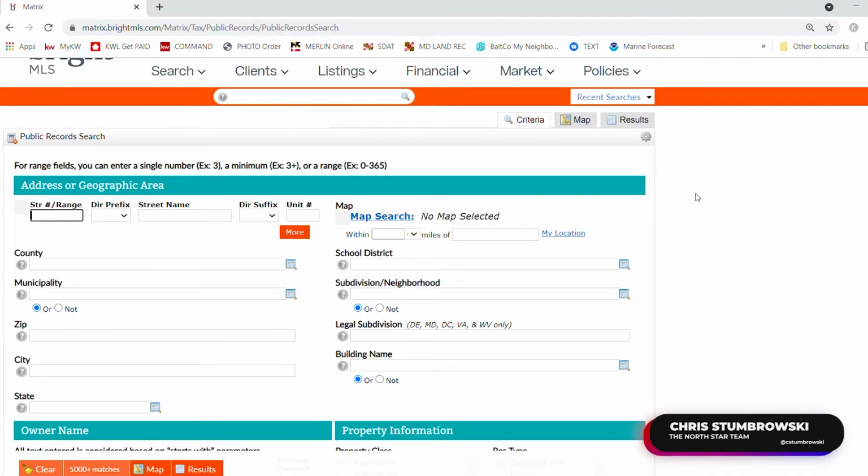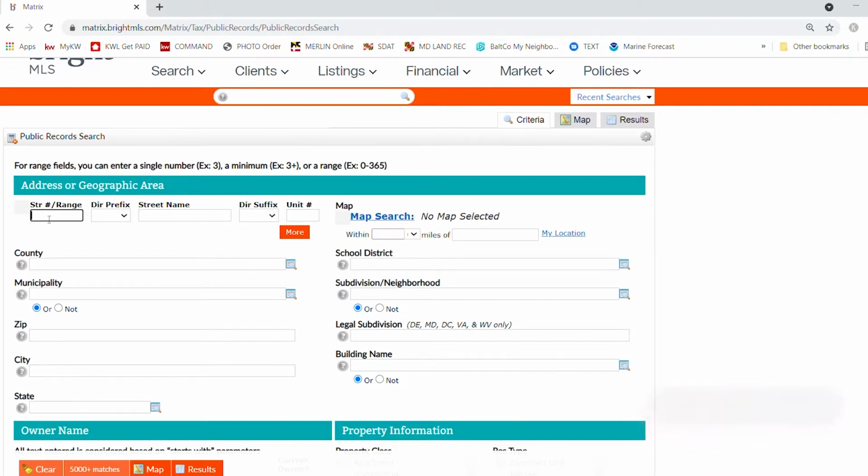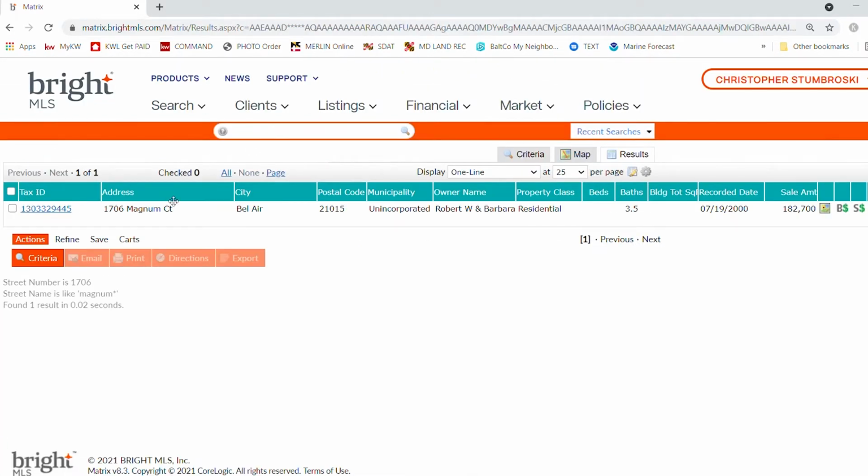Property on the retail side. And then Josh, you'll maybe show a little bit about what you do as well. Yep. So we'll use the case study property that we were talking about, the property in Bel Air, 1706 Magnum. All right, so guys, what I always do is I always start with the subject property.